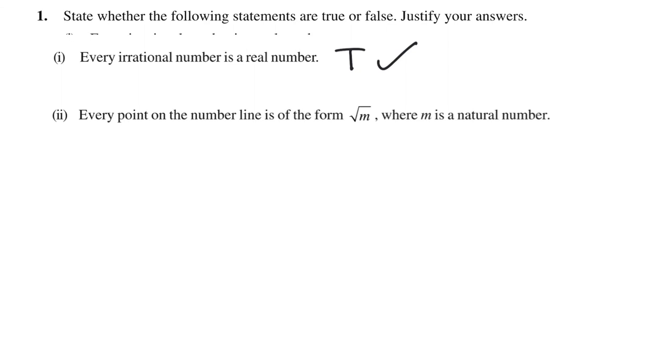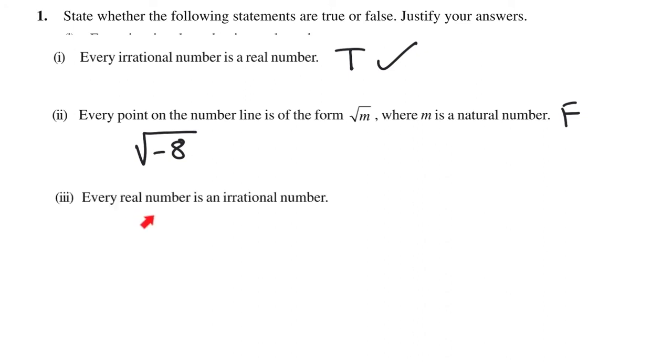Every point on the number line is of the form square root m, where m is a natural number. You know what a natural number is? Natural numbers: 1, 2, 3, 4, 5 and so on. So the question is asking, every point on the number line is of the form square root m, true or false? It's false because you can't find the square root of a negative number. The square root of a negative number is not a natural number. So this statement is false.